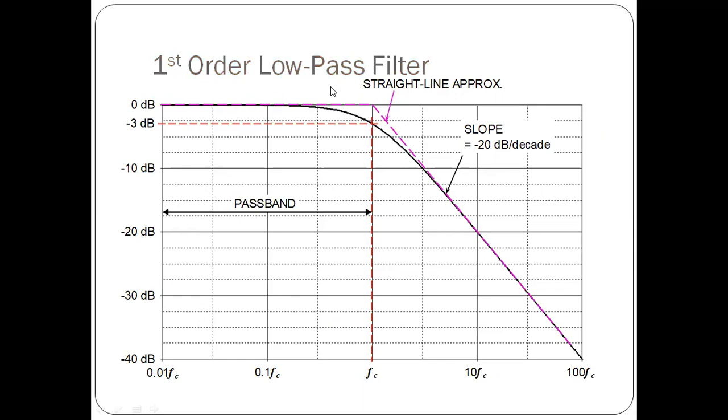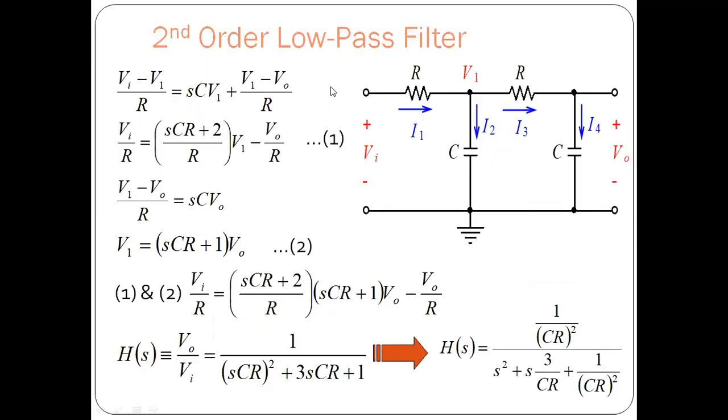Next, we consider the second order low pass filter. A second order low pass filter is nothing but two RC circuits connected in series. When we connect two RC circuits, it acts as a second order low pass filter. So what happens in this second order low pass filter? We are going to observe now why we go for this second order low pass filter, and what happens when we consider it.